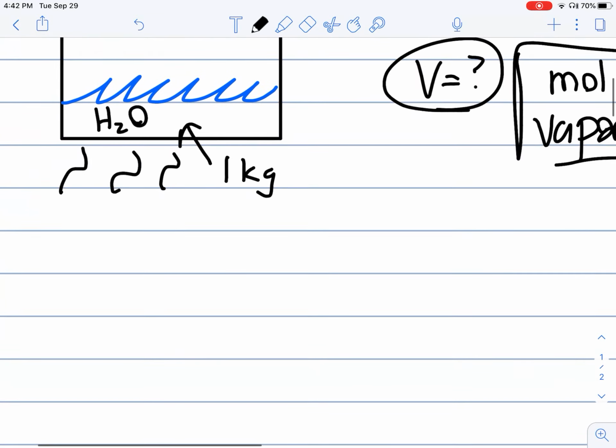The key relationship between all of these figures is our ideal gas law, or PV equals nRT, where P is our pressure, V is our volume, n is the number of moles, R is a constant, and T is our temperature. And a big part of this is going to be the pressures that we work with.